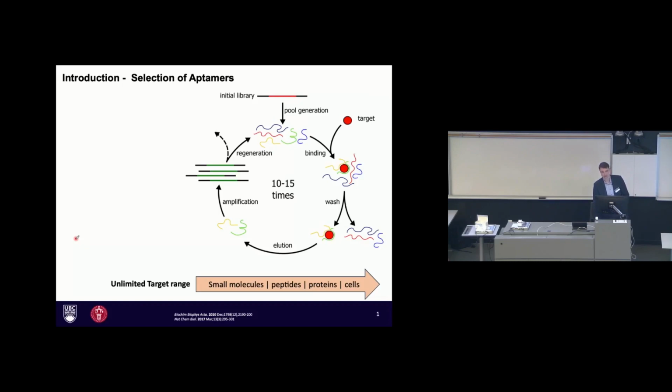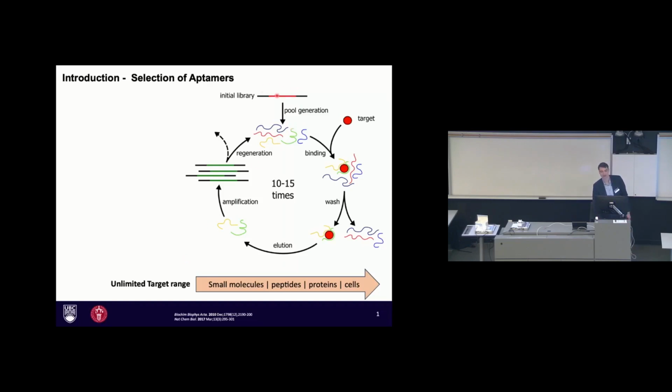What's really nice about aptamers is that they can be selected in an in vitro process called SELEX, and the target range is basically unlimited. So compared to antibodies, that's quite the advantage. You can select them against small molecules, toxins, or substances that are inherently low immunogenic, but also bigger things like peptides, proteins, bacteria, or whole cells.